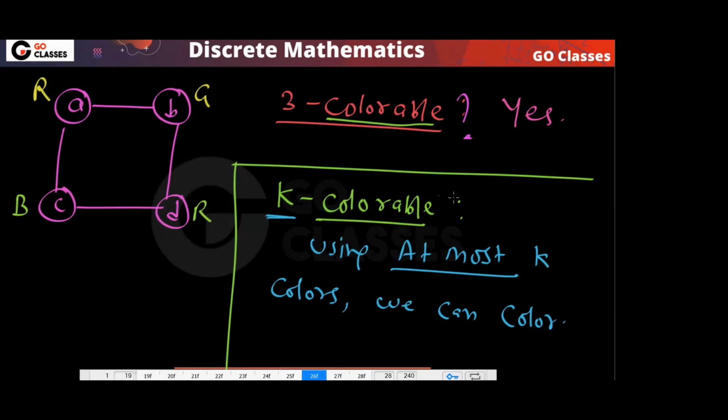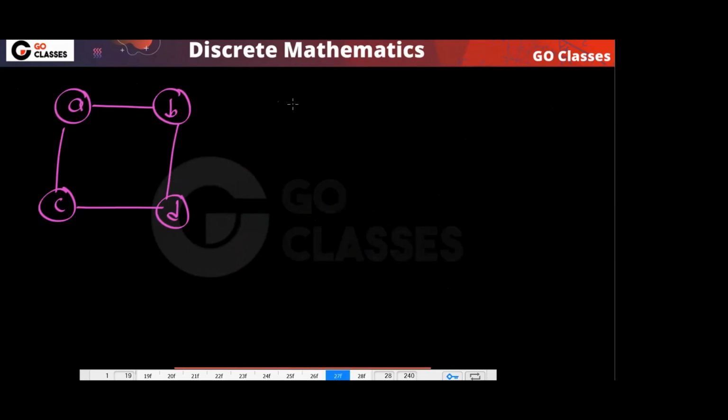So what is the definition of K colorable? K colorable means using at most K colors, can you color it? Tell me, is this graph one colorable? Can I color this graph using one color? The answer is no. Just think about it. If I give same color to everyone, one colorable means you can use only one color. So this graph is definitely not one colorable.